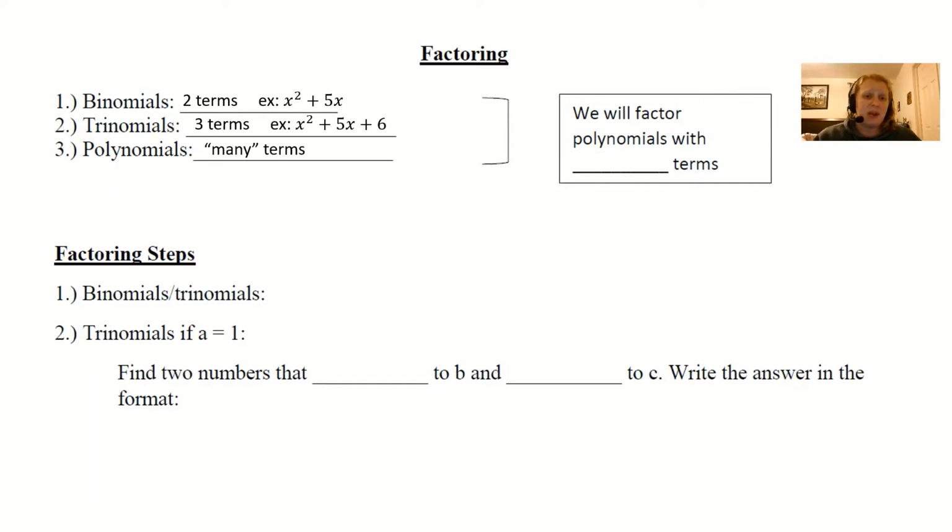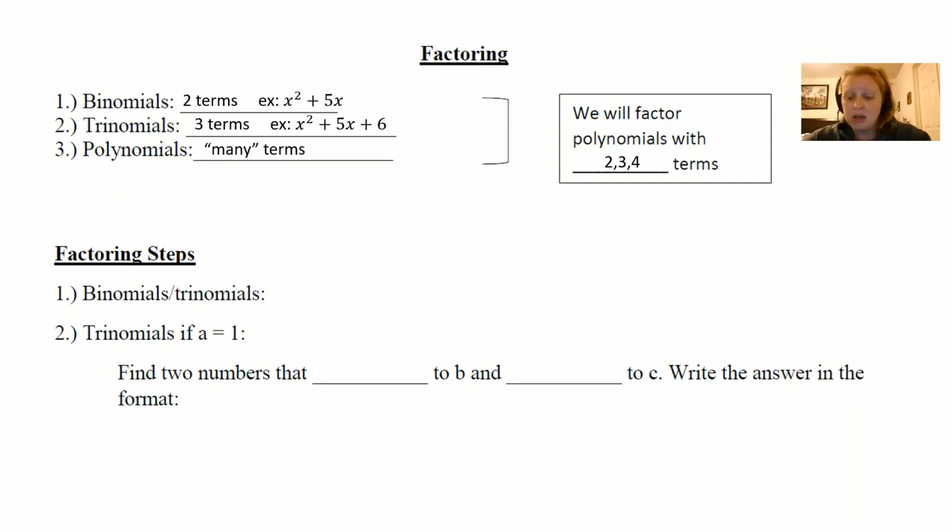For anything else, I just refer to them as polynomials. Poly just means many, so pretty much everything is considered a polynomial. It's just that binomials and trinomials are really popular, so they get their own special names. But if we have something that's more than 3 terms, I just refer to it as a polynomial. So we only factor polynomials that have 2, 3, and 4 terms. We don't go above that. So hopefully that gets you the idea of what the expectation is here.